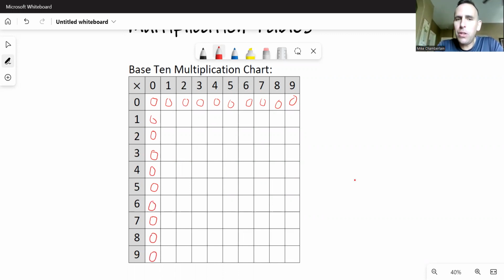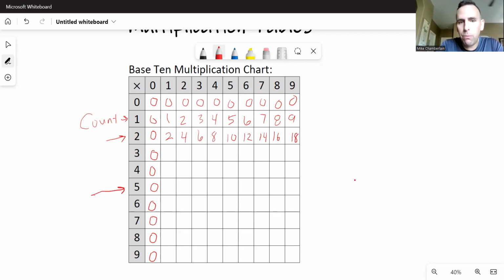Okay, and so then we do times 1, and 1's not so bad, right? 1 times 1 is 1, 1 times 2 is 2, 3, 4. Now, if you think about what we're doing on this line, you're actually counting by ones, right? 1, 2, 3, 4, 5, 6, 7, 8, and 9. And then if you count by twos, it's similar. 1 times 2 is 2, and then if you can count by 2 successfully, 4, 6, 8, 10, 12, 14, 16, 18.